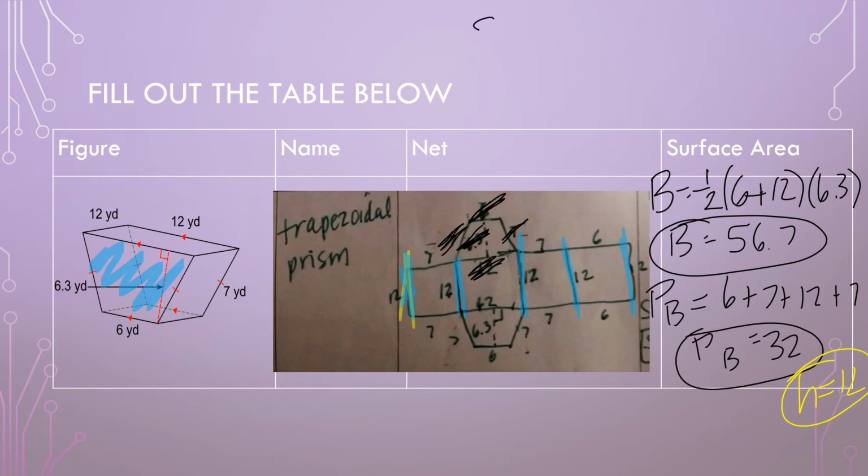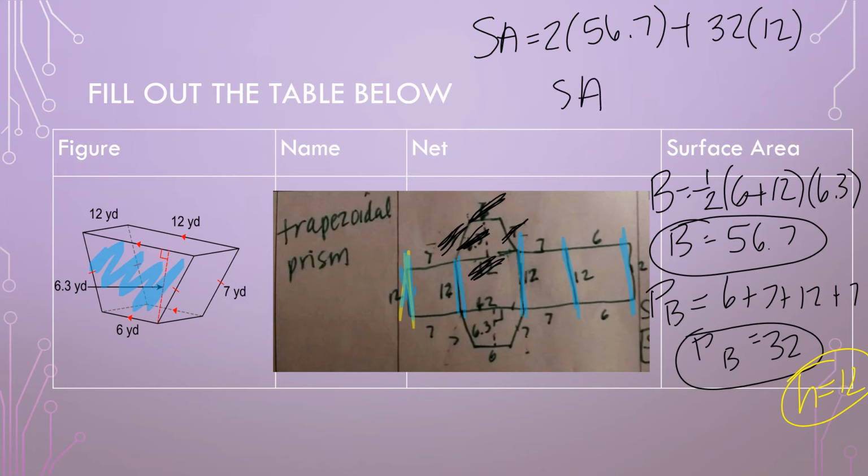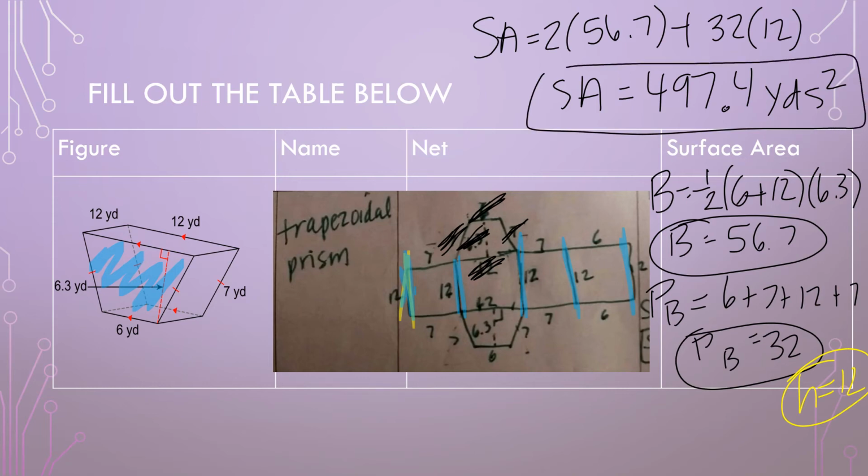Now to find the surface area, we need to do 2 times the base, or B, which is 56.7, plus the perimeter times the height. Again, just plug that all in your calculator and you get 497.4 yards squared. Surface area is units squared, so make sure that you put whatever unit it is squared.